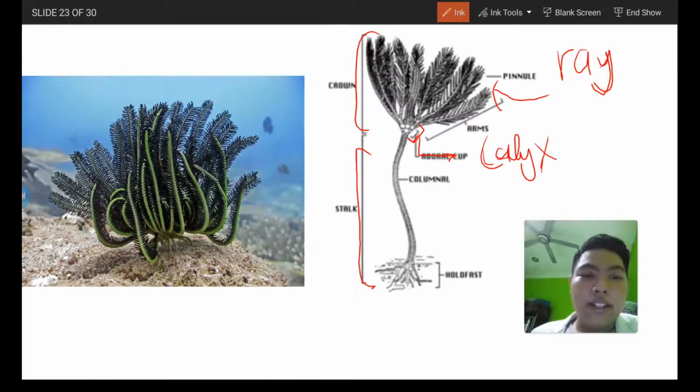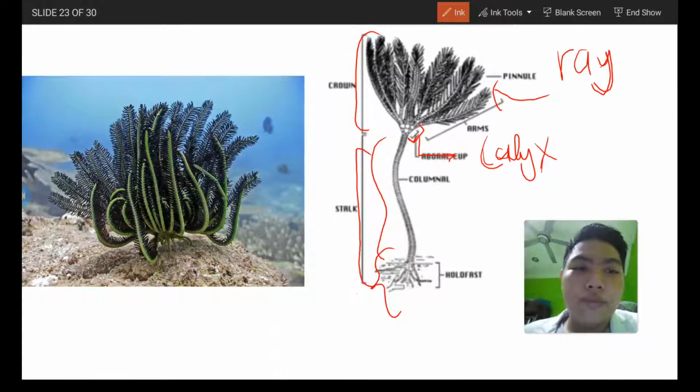This is the columnar, and this is the whole false. Crinoids use their arms to locomote.